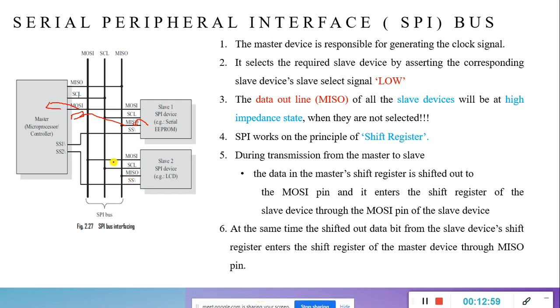So this is all about the working of the SPI bus. The concept here is very simple. You need to understand the job of the individual wires. There are four wires: MOSI, MISO, and slave select, and as usual the clock, SCLK.